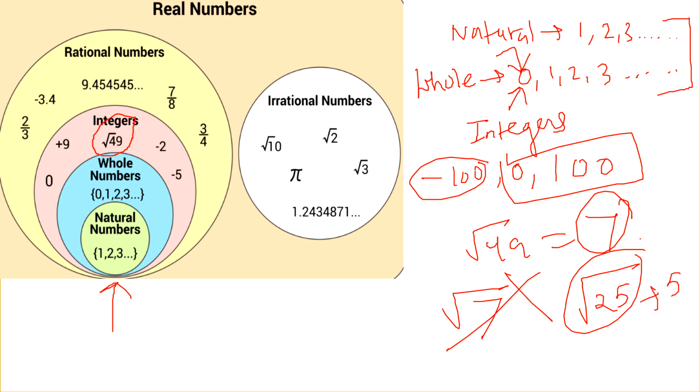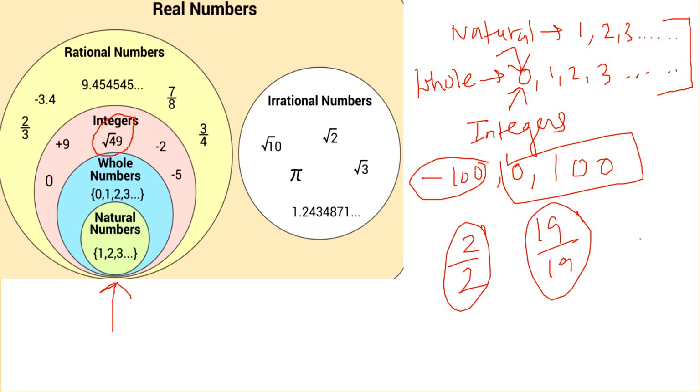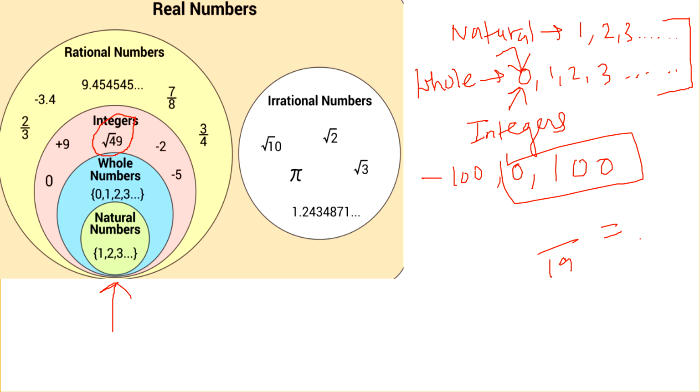Now, in special cases of fractions like 2 over 2, where it's a whole number, or let us say 19 over 19, this can also be considered an integer, although it is written in fraction form, because it's a whole. It will become 1. So we have to keep these conditions in mind when we are having integers.